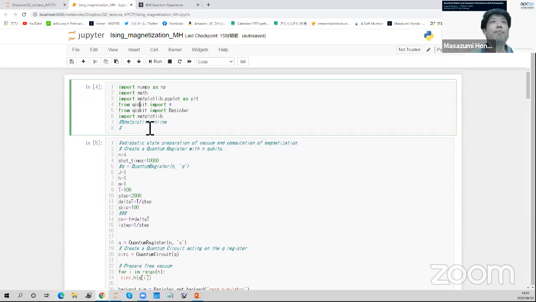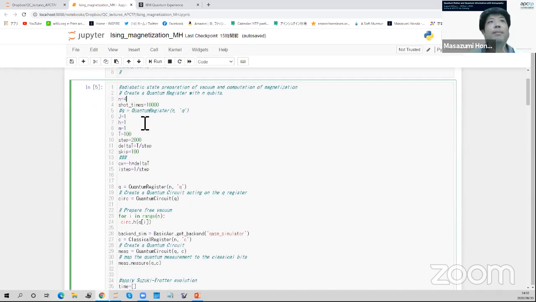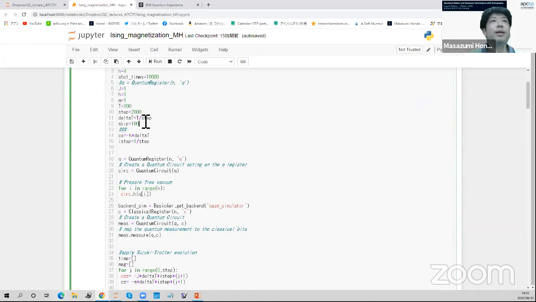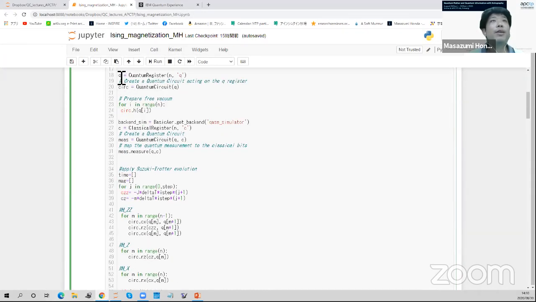And here I'm importing some library called Qiskit, which can be used for both simulator and real quantum device. And here I'm simply defining some parameters like volume, number of measurements, and some steps, time steps. And here I'm defining qubits. So this means we will use n qubits.